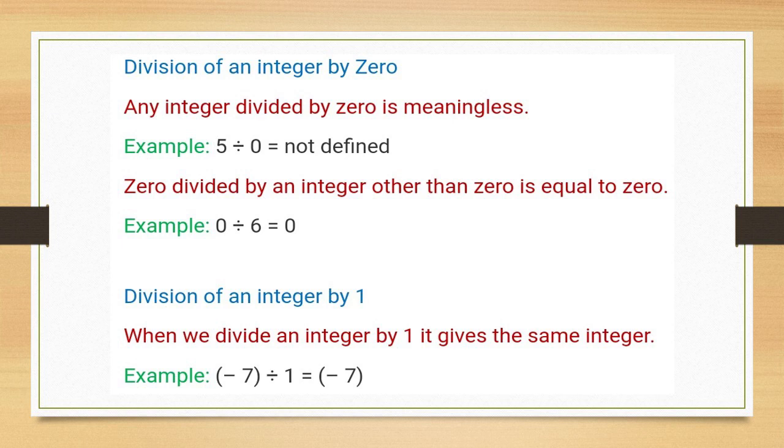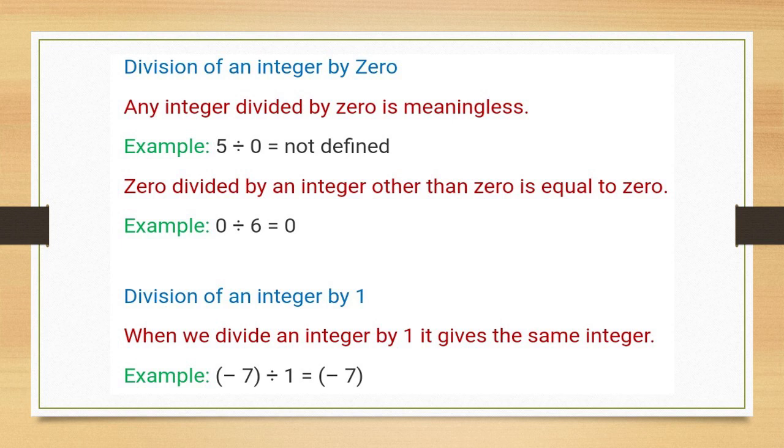Let's consider the following cases. Division of an integer by 0. Any integer divided by 0 is meaningless, or we say it is not defined. 5 divided by 0 is not defined. 0 divided by any integer other than 0, it is to be noted that it is mentioned other than 0, is equal to 0, because 0 divided by 0 is not defined. That's why it says 0 divided by any integer other than 0 is equal to 0. 0 divided by 6 is 0. 0 divided by 1 is 0.